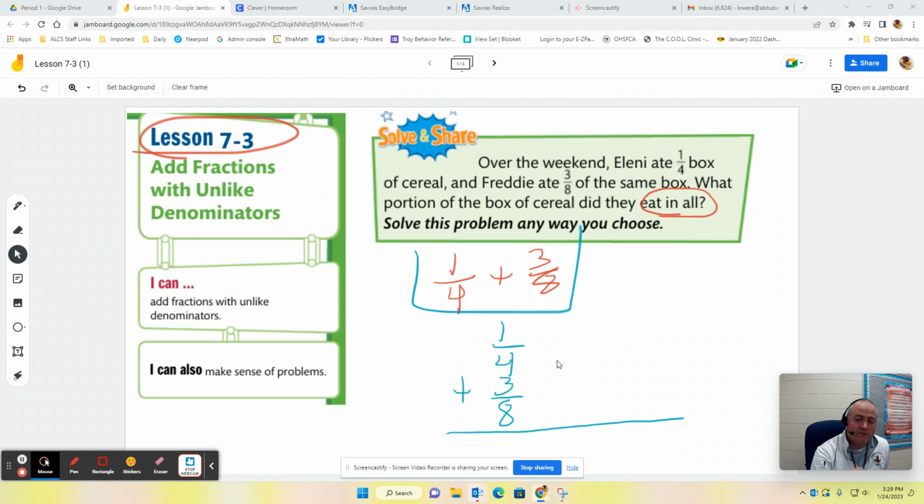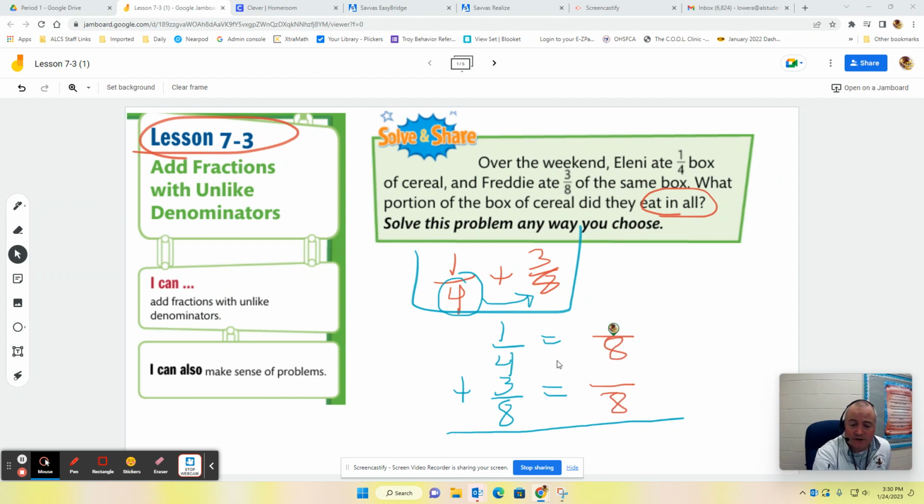And you remember the first question you should always ask yourself: can my smaller denominator 4 go into my bigger denominator? So can 4 go into 8? The answer is yes. That means 8 will be our common denominator. So watch what I do here. I know I'm going to rewrite these two fractions. So I'm going to make a fraction bar with 8 as my common denominator.